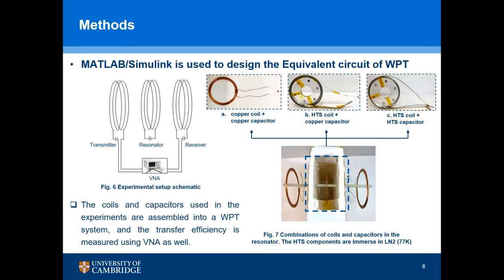In terms of the system experiment, the setup schematic is shown on the left half. The transfer efficiency is measured using a vector network analyzer as well. Specifically, the right half shows the combinations of coils and capacitors: normal coils plus normal capacitors, superconducting coils plus normal capacitors, and superconducting coils plus superconducting capacitors. Three cases are all tested as a resonant circuit in the wireless transfer system. It is worth noting that the superconducting materials need to be immersed in a liquid nitrogen bath, and that is why there is a cryogenic container in figure 7.